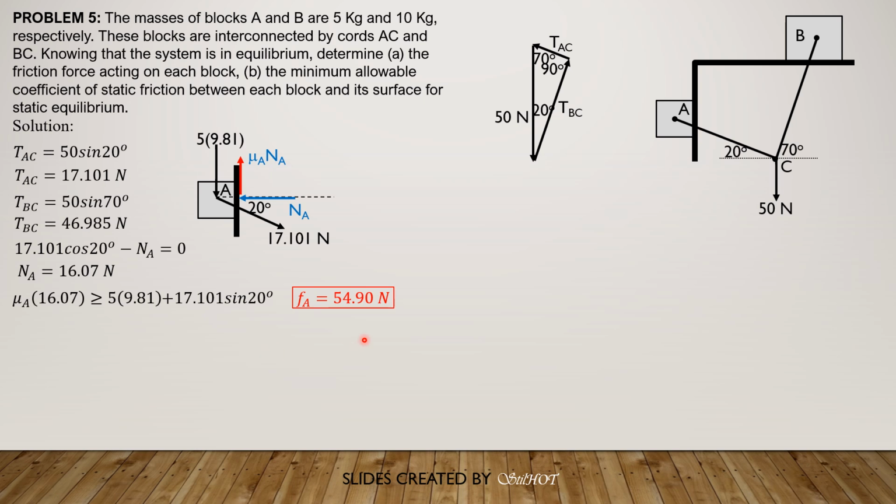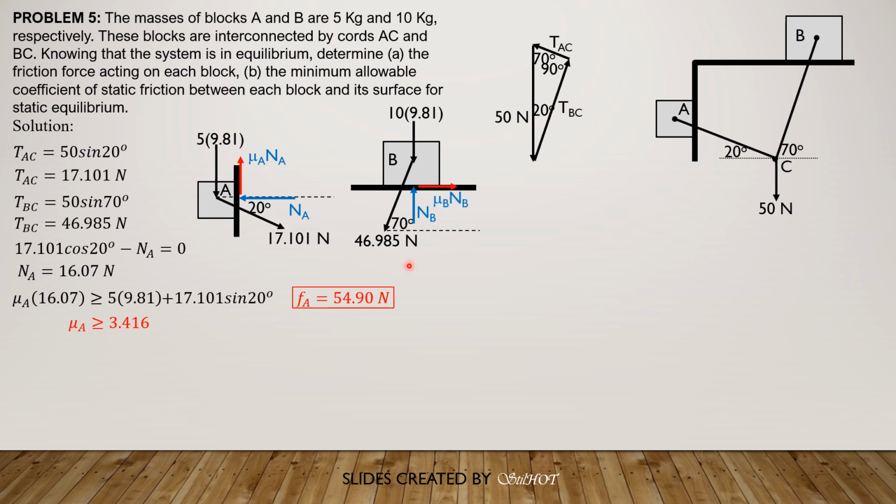Then, for block B, here is the free body diagram: 10 times 9.81 is its weight, and the tension is 46.985, which makes an angle with the horizontal of 70 degrees. And therefore, the normal at B, summation of forces vertical, is 10 times 9.81 plus 46.985 sine of 70. So NB minus 10 times 9.81 minus 46.985 sine of 70 equals 0.